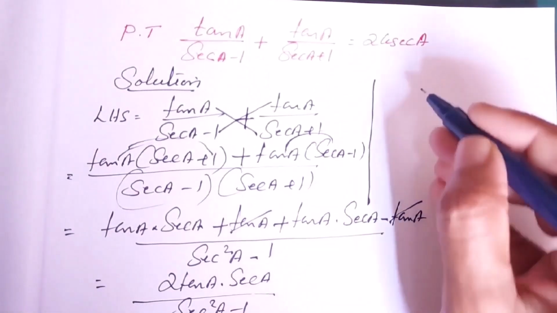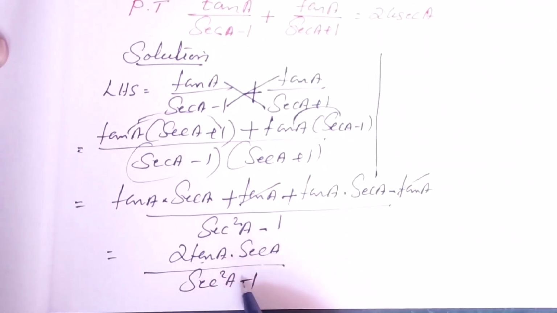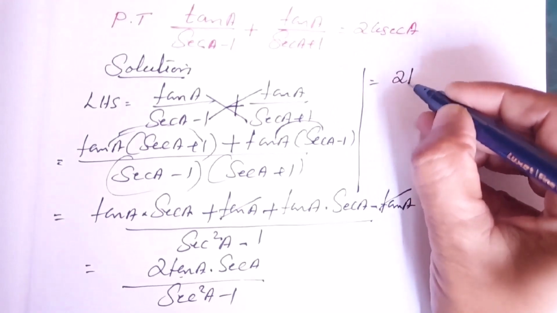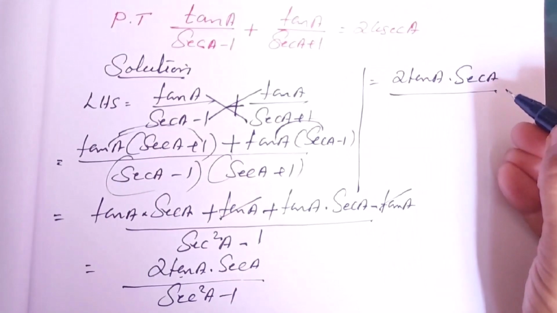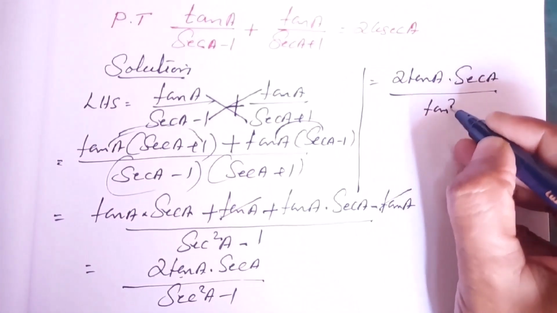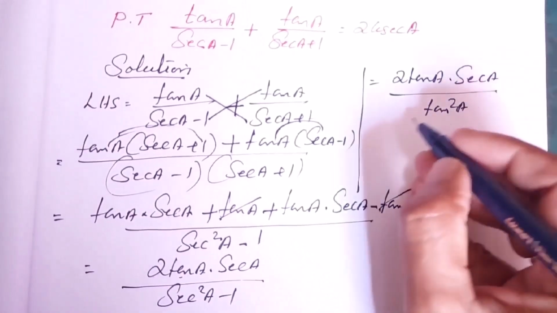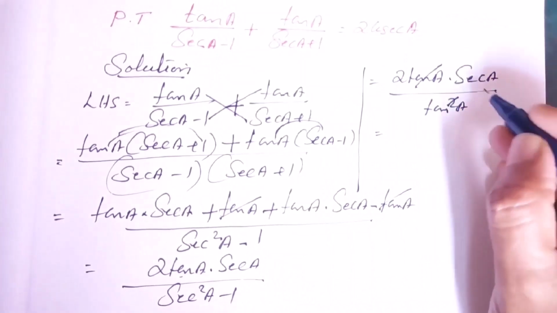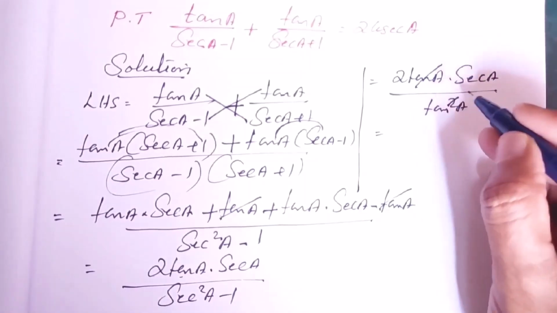Now what is this? 2 tan A into sec A by sec square A minus 1, right? So it is equal to 2 tan A into sec A upon, what is sec square A minus 1? That is tan square A, because that is an identity, right? Sec square A minus 1 is tan square A. That is equal to, now tan A and tan A we can cancel, right? Tan A by tan square A, here in tan square A, tan A into tan A. So one tan A gets cancelled.